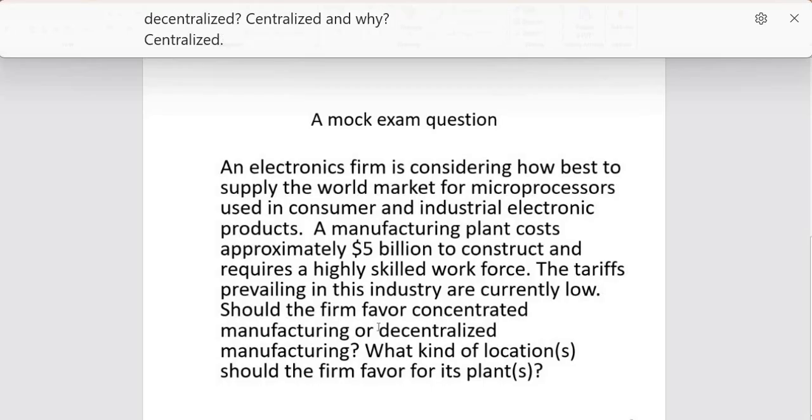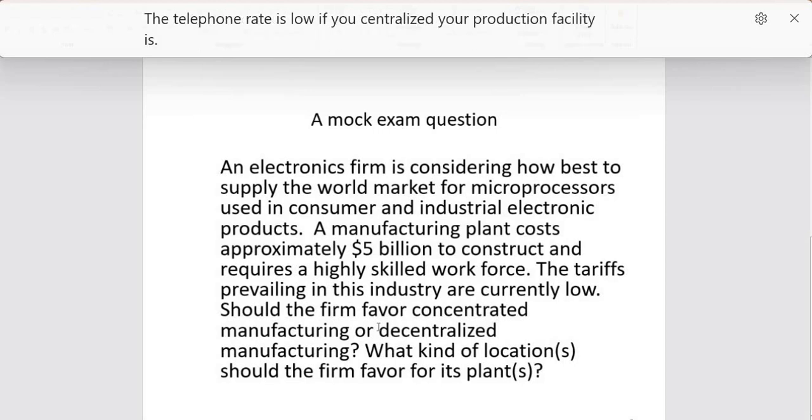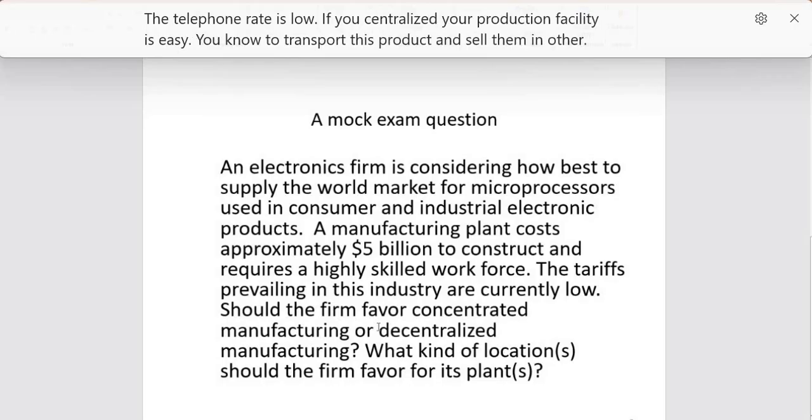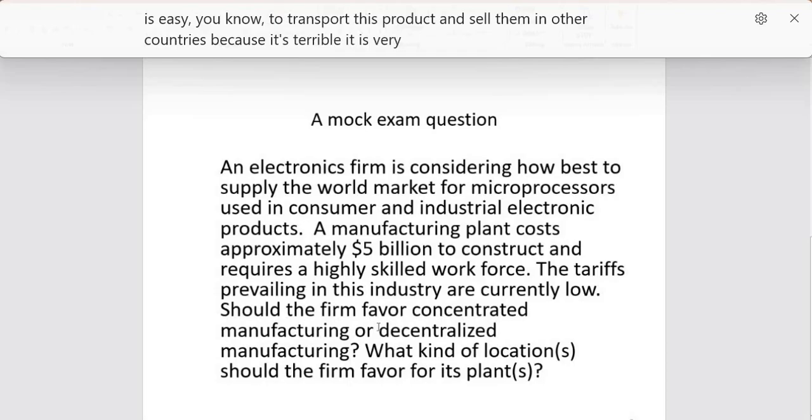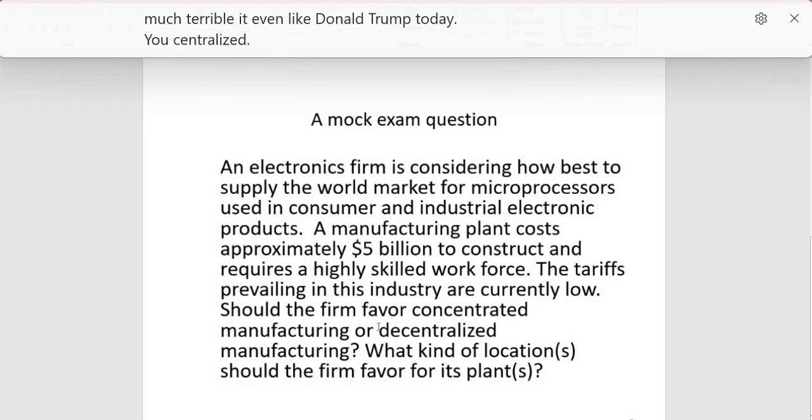Justify from country-level factors: the tariff rate is low. If you centralize your production facility, it's easy to transport the product and sell it in other countries because the tariff rate is very low. You don't have to pay much tariff. Even if, like Donald Trump today, countries charge very high tariff rates, if you centralize, you suffer a lot.